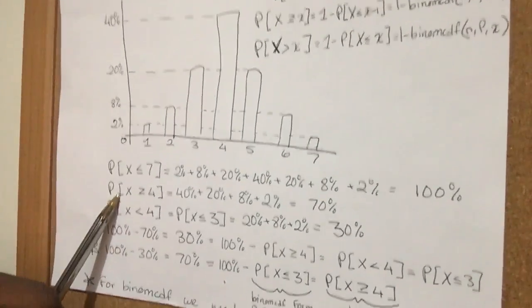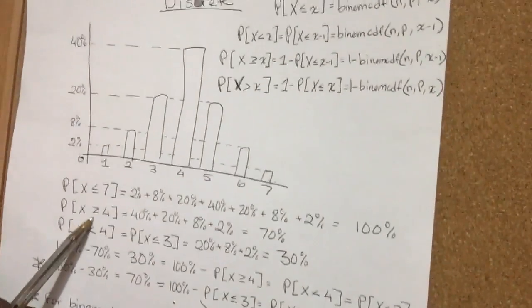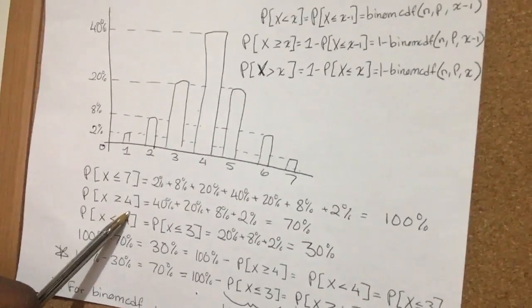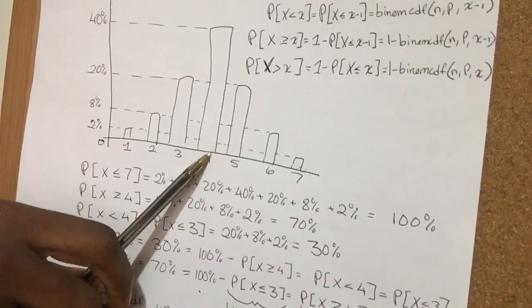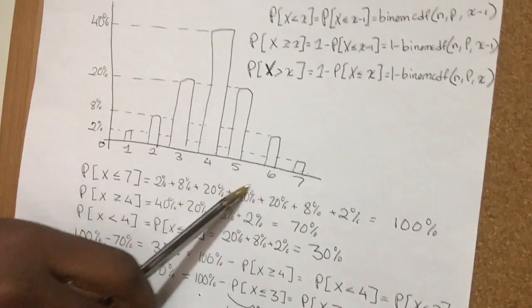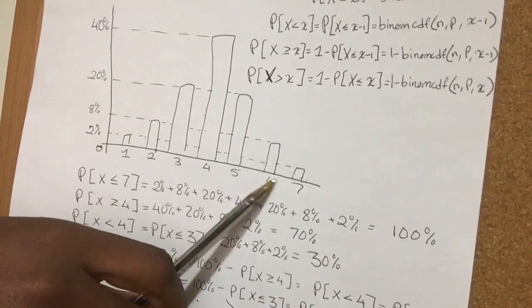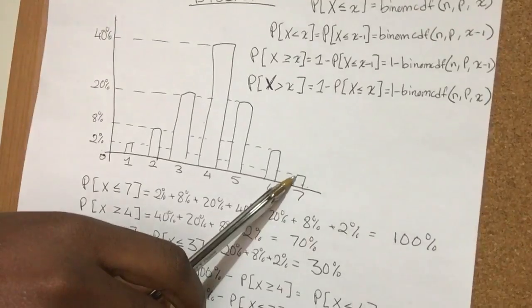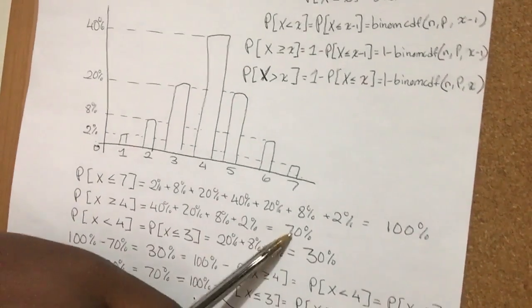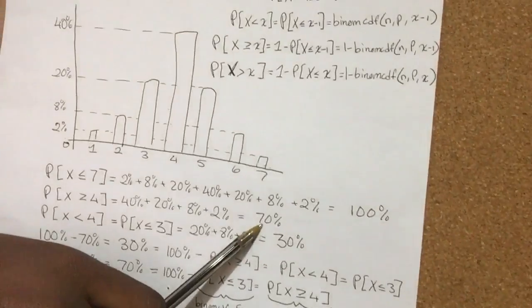Now for the next one, the probability that x is greater than or equal to 4. So we're going to go to 4, and we're going to include 4 and have everything greater than or equal to 4. So we're going to add up 4 plus 5 plus 6 plus 7. So that's going to be 40% plus 20% plus 8% plus 2%. Did the math, and it's 70%.